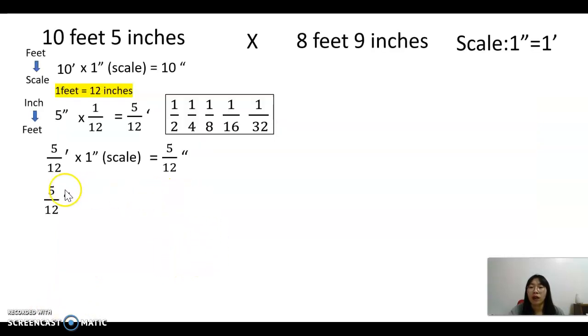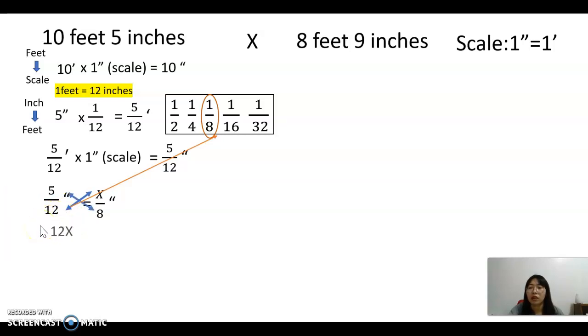So how can we find the number that we can draw? First, 5 over 12 inch is in between 1 over 8 and 1 over 16. So we can find the x over 8. So 5 over 12 inch equals x over 8 inches. So we cross multiply.